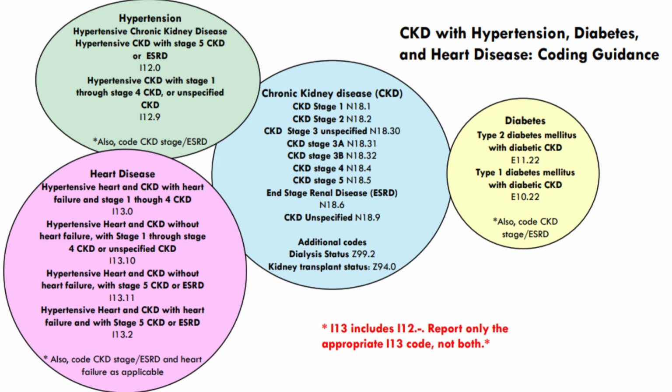Also code the CKD stage and heart failure if applicable. For dialysis patients, use Z99.2. If it's a transplant patient, be sure to add Z94.0. Avoid conflicting or unspecified CKD codes. Encourage detailed provider documentation to ensure complete and accurate coding.